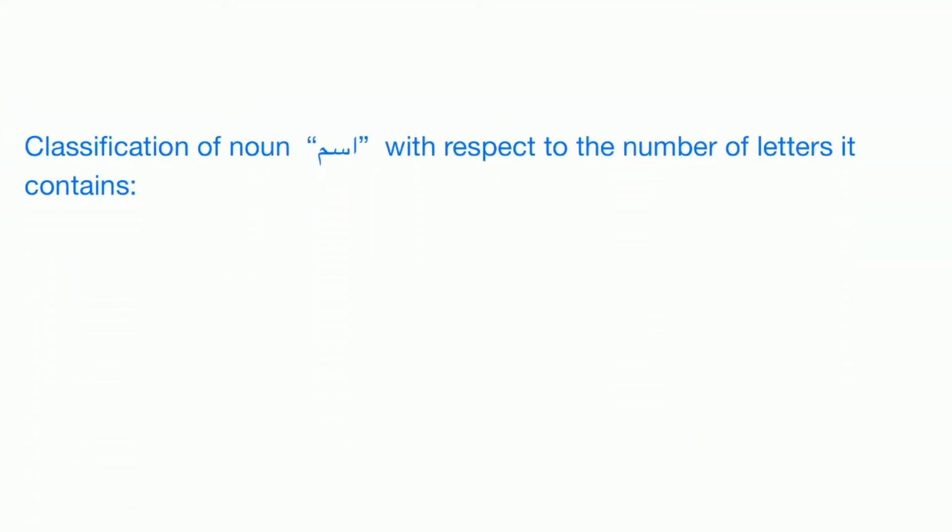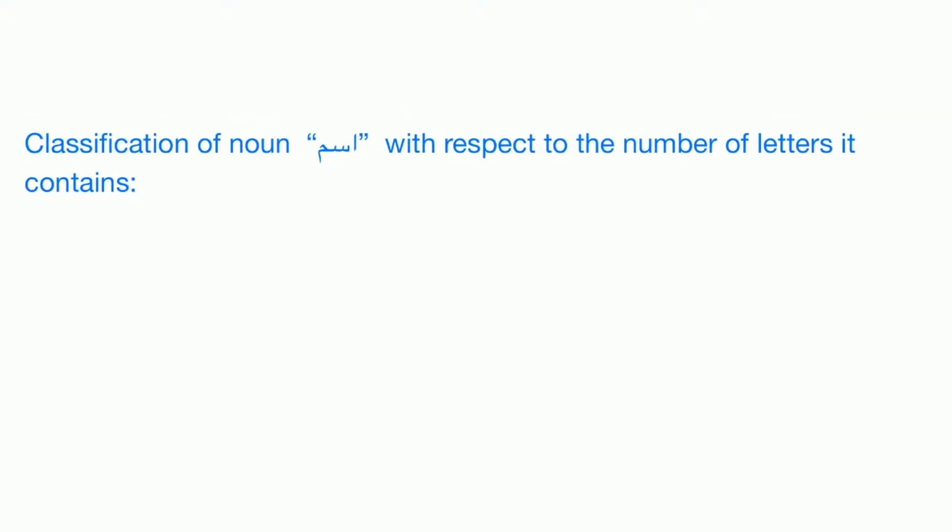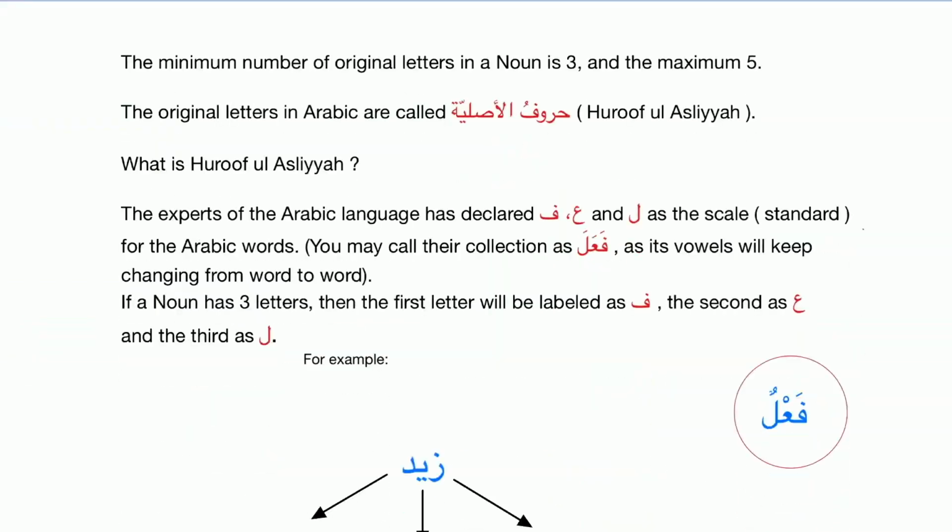Today our lesson is about the classification of ism, noun, with respect to the number of letters it contains. Classification with respect to. What does that mean, with respect to? Because you can classify a thing from several points of view.